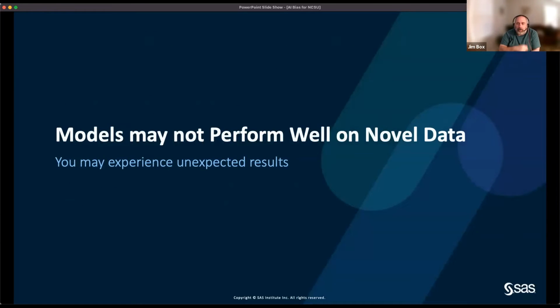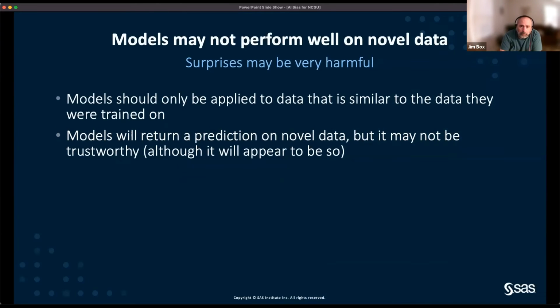And the third example I want to give you is this idea that models might not perform well on novel data, right? So if you train a model on a certain type of data, and then you try to apply that model to another type of data, you could run into some really unexpected results, right? So they should really only be applied to data that's similar to the trained data. And then here's the problem. It's going to return a prediction on this novel data, and it's going to appear to be trustworthy, but it might be garbage, right? So it's really important to understand that.